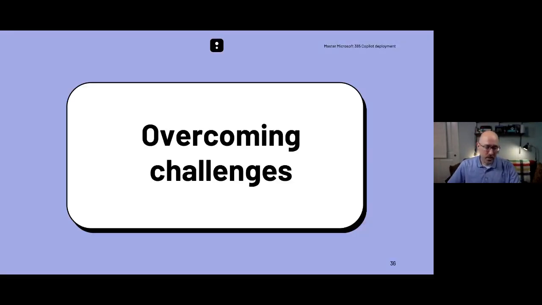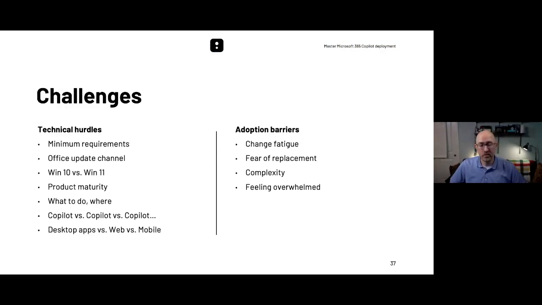All right, so last couple of things as we get up toward time, overcoming some of your challenges. There will be things like technical hurdles. There will be adoption barriers. Some of the technical hurdles are going to be around the technology: Windows 10, Windows 11, macOS, for instance. What Office channel update are you on? Do you have policies in place that prevent certain features inside of Copilot, for example, not being able to record Teams meetings or transcripts? Those are some of the technical hurdles that you need to think about.